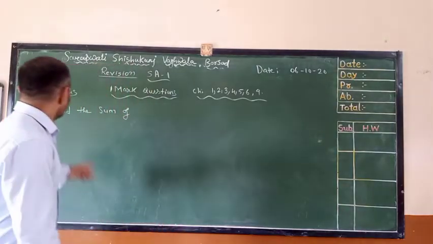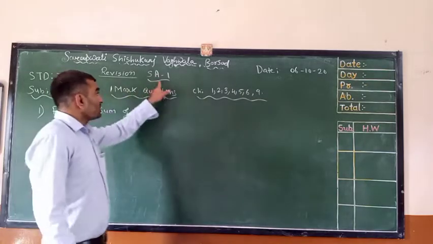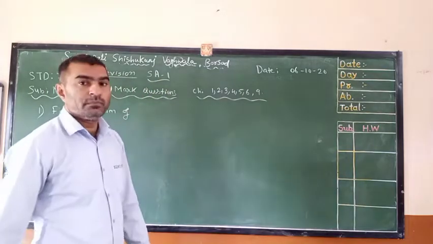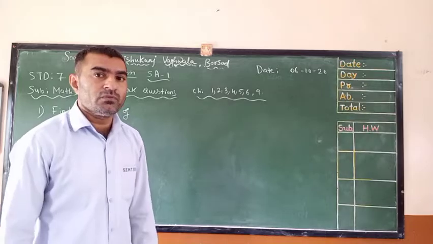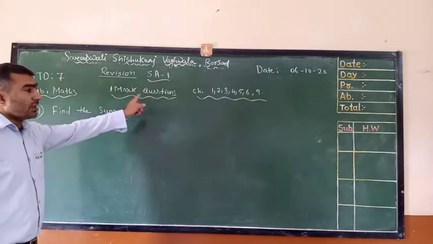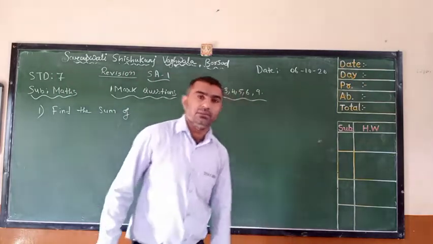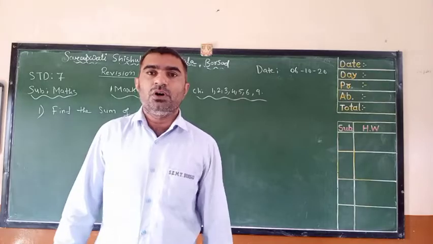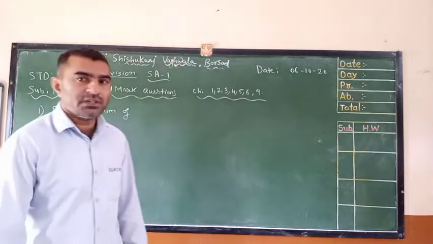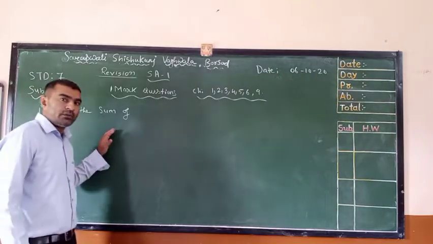Hi students, today in standard 7 subject maths. This is the revision video of semester 1 exam, and in this revision video we will do the revision of 1 mark questions. 1 mark questions are from chapter number 1, 2, 3, 4, 5, 6 and 9, means all the chapters of semester 1 exam. So we'll start from chapter number 1, find the sum of.